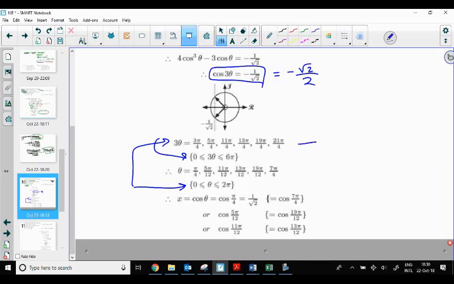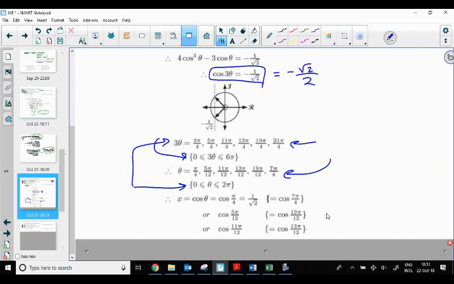I'll get these values out, and then we just divide each of those by 3 to get a theta between 0 and 2 pi, which at first glance seems like there are 6 solutions, but really pi over 4 is going to be the same as 7 pi over 4 in terms of its cosine value. Cosine of pi over 12, 5 pi over 12 is the same as cosine of 19 pi over 12, and cosine of 11 pi over 12 is the same as cosine of 13 pi over 12.